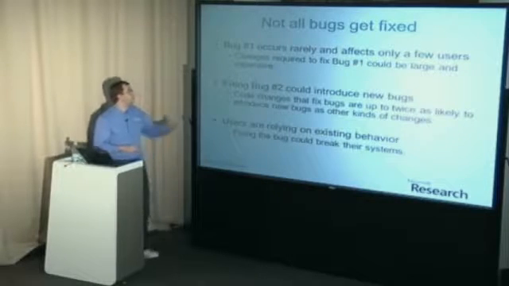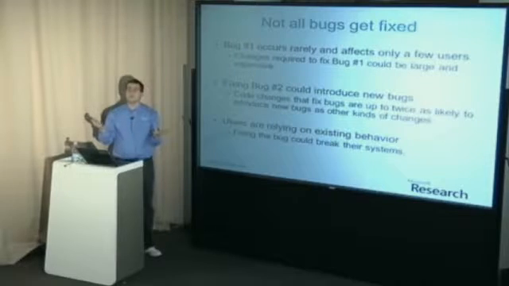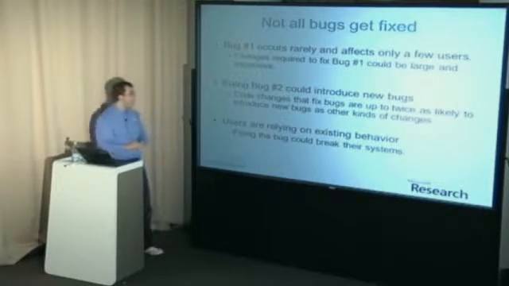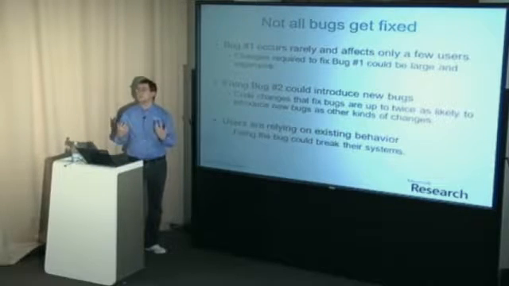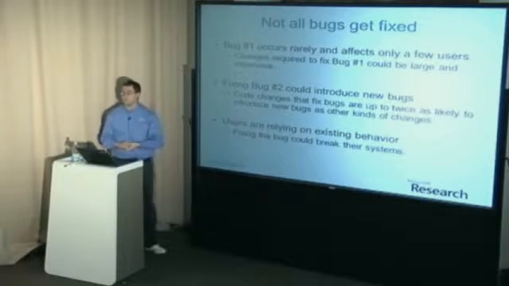So that's why you also might decide not to fix a bug, because you might have to change a very complicated piece of code and you fear that you might introduce new bugs. Or sometimes it happens that people already started relying on some existing behavior and you cannot change the behavior because otherwise you will break the system.